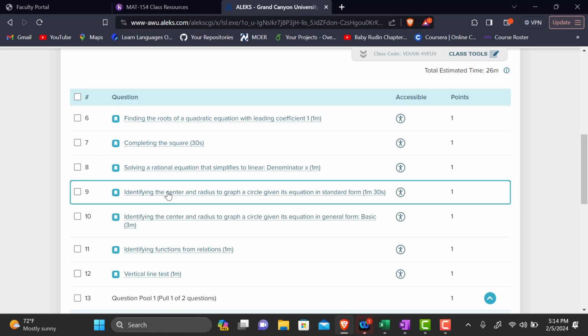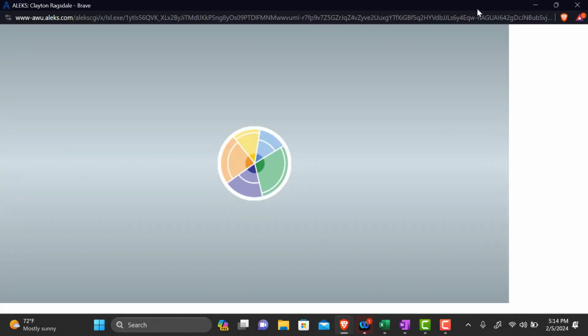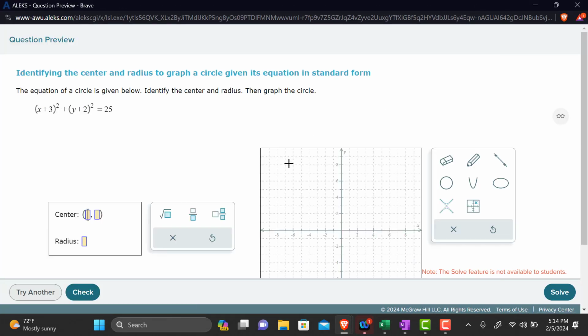So moving forward, number 9. If we forgot the equation for a circle, don't worry, I will remind us here. I'll go through this one and then I'll remind us of the equation. You could think of, for the equation of a circle, it's kind of the opposite sign that you would think. So in this case, we have a +3, it'll be a -3. We have a +2 for our y value, it's going to be a -2. And our radius here is the square root of this number 25.